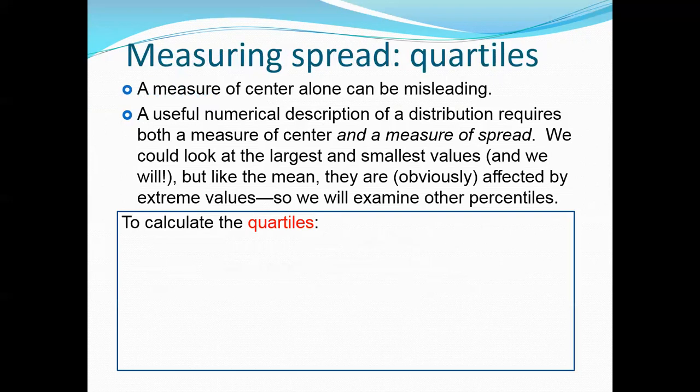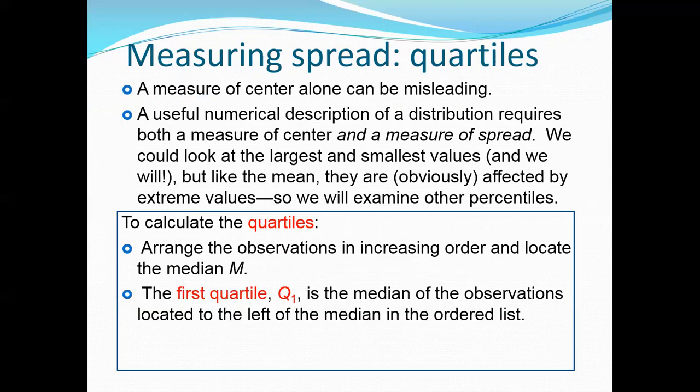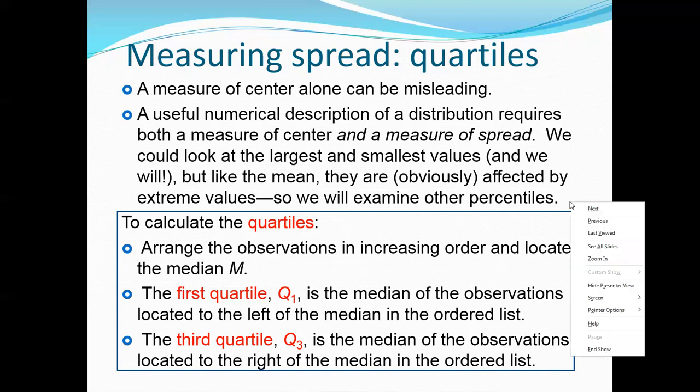To calculate quartiles, arrange the observations in increasing order and locate the median M. The first quartile, Q1, is the median of the observations located to the left of the median in the ordered list. The third quartile, Q3, is the median of the observations located to the right of the median in the ordered list.